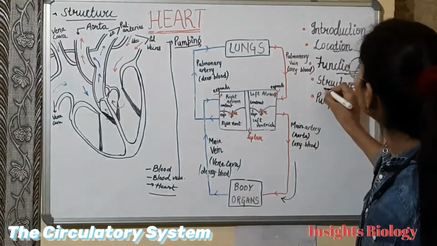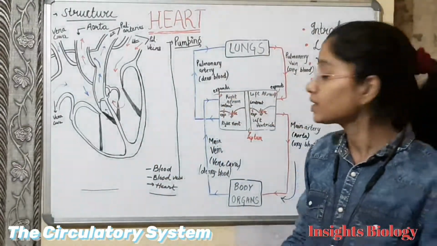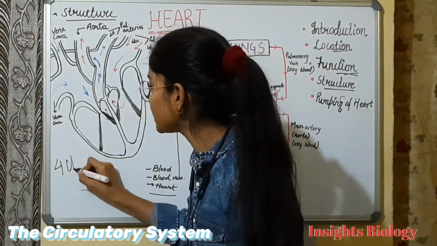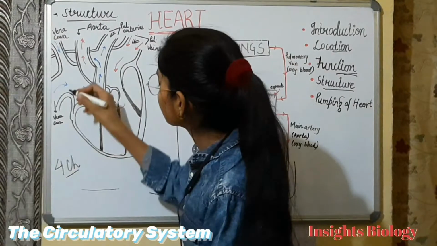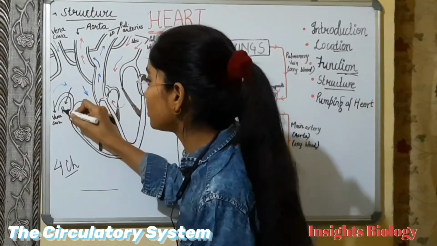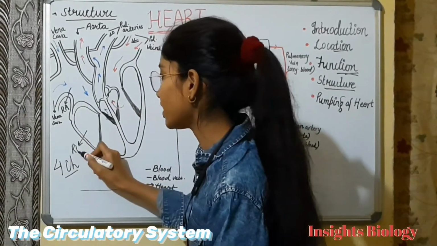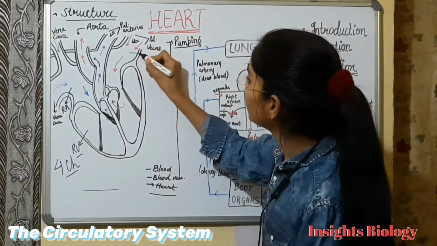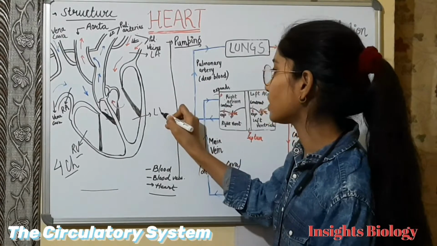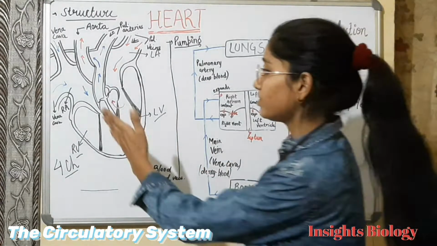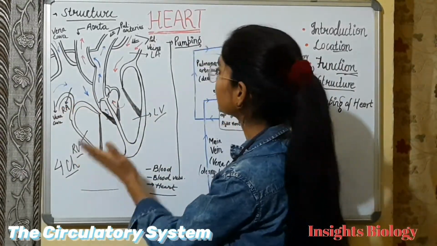Now we will come to structure. What is the structure of heart? Heart consists of 4 chambers. What are the 4 chambers of heart? It is right atrium and right ventricle, left atrium and left ventricle. We have right side and the left side of heart.